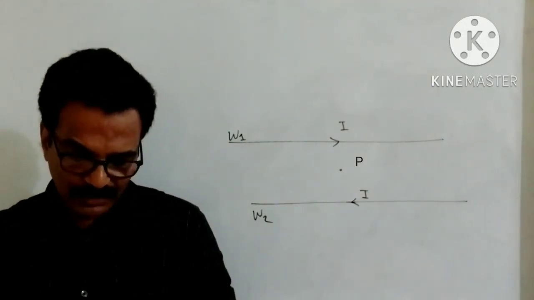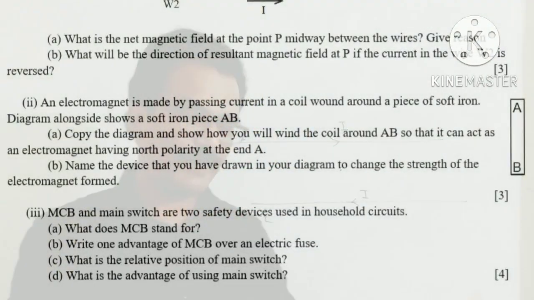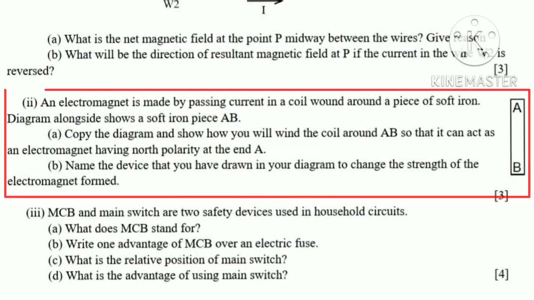Next one. An electromagnet is made by passing current in a coil wound around a piece of soft iron. The diagram alongside shows a soft iron piece AB. Copy the diagram and show how you will wind a coil around AB so that it can act as an electromagnet having north pole at the end A.